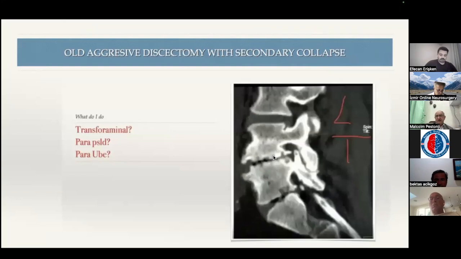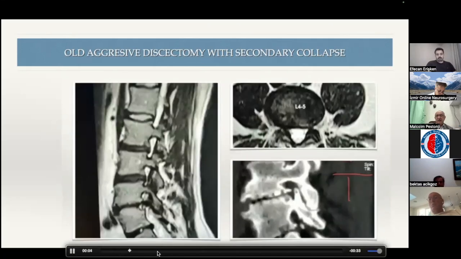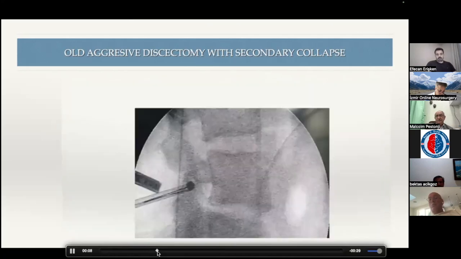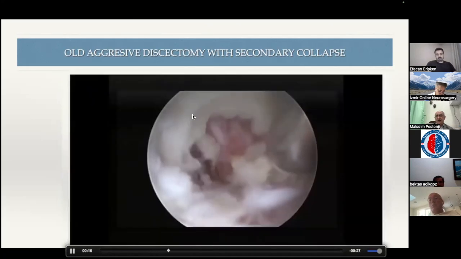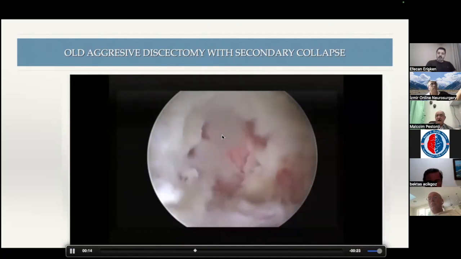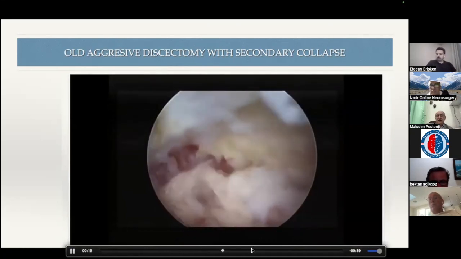See this patient. Now you tell me, if you were to try a transforaminal approach, I think it would be a tad bit difficult. Para-PSLD, yes. Para-UBE, yes. Let's play this video. See how I've gone down. I'm going down along the superior corner, and I'm finally freeing this root, going cranial to it, above it, below it, and slowly, slowly freeing it out.